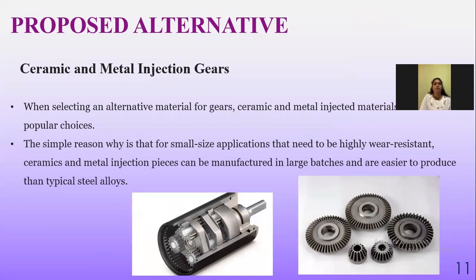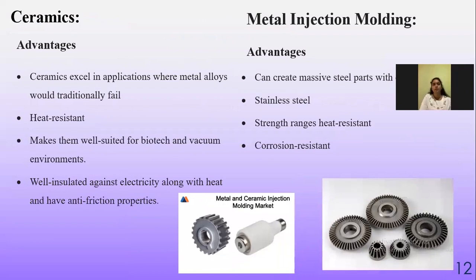steel alloys. The next slide shows the advantages of ceramic and metal injection. Ceramic is well insulated against electricity and heat, has anti-friction properties, and also has good heat resistance. By using metal injection molding we can create massive steel parts with complex shapes. The molding process produces high surface quality parts. We can see that ceramic and metal injection gears are better than using spur gears.